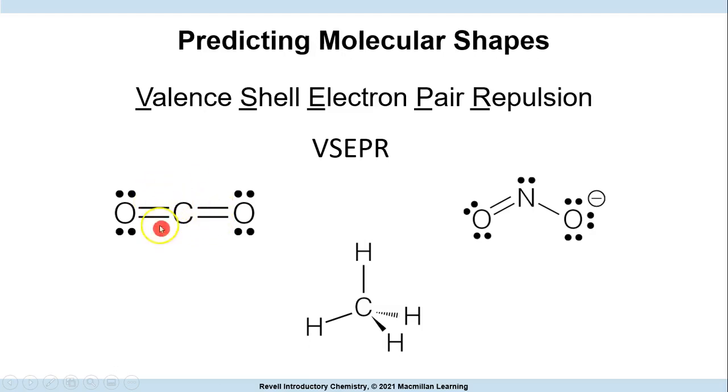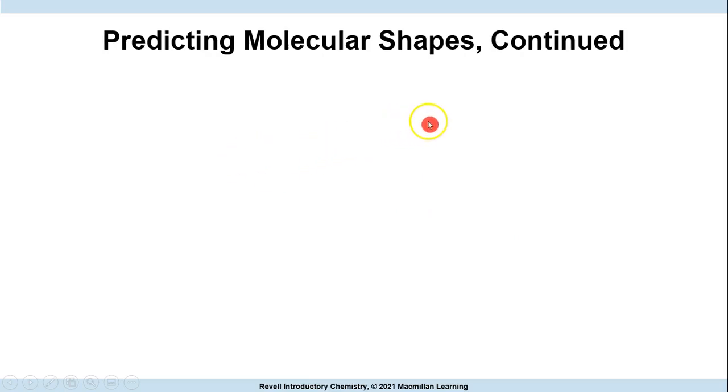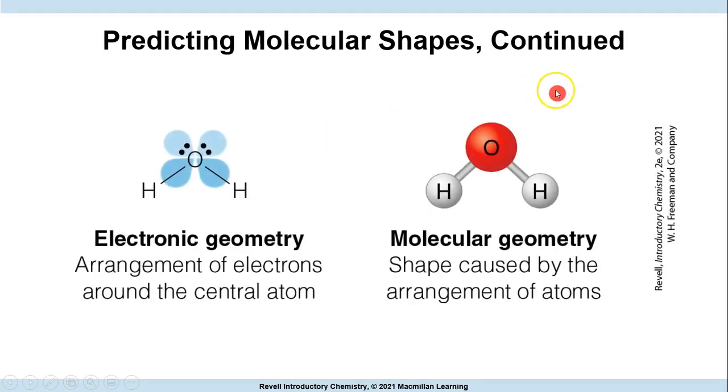In carbon dioxide, carbon here has 2 electron groups. For carbon here in methane, carbon here has 4 electron groups. 1, 2, 3, 4 bonds, 4 electron groups. Here it has 1, 2 electron groups. Here for the nitrite, the nitrogen here has 3 electron groups. The lone pair is an electron group, the double bond is an electron group, and the single bond is an electron group. So how can we predict the shapes?